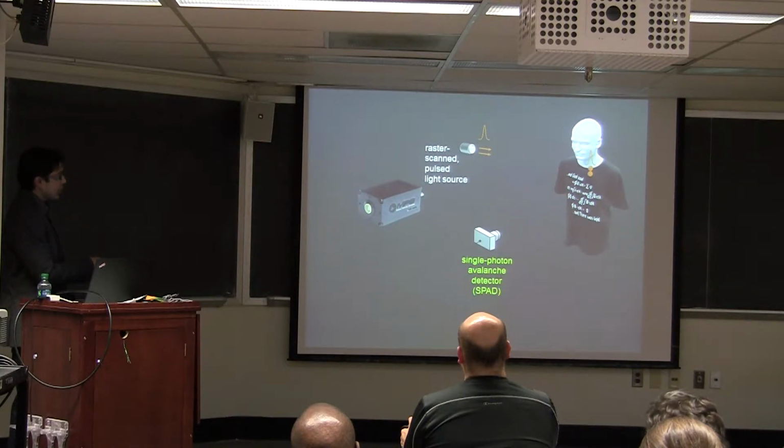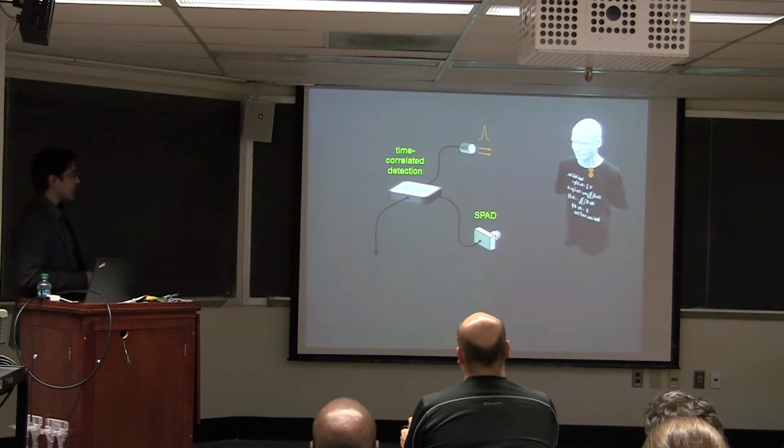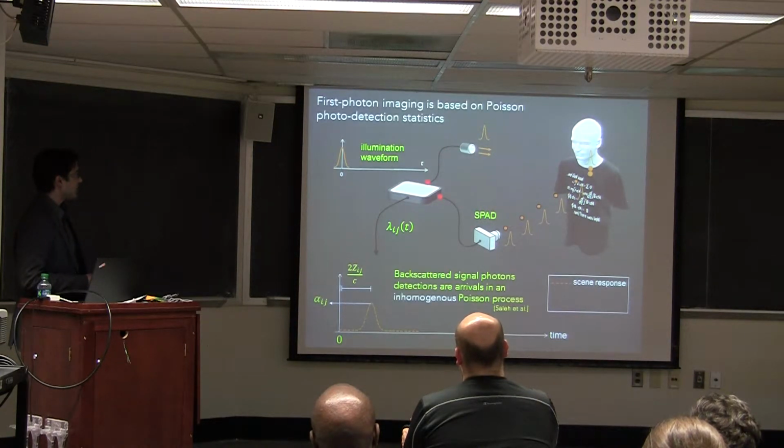So the spatial resolution comes from varying across the scene, like I'm doing with my laser pointer now. Now a little bit of light will come back towards our detector, which is a single photon avalanche detector, SPAD. We use time-correlated detection, which just means that the light source and the detector can be put on a common time axis. And we record something from each one of these pulses.